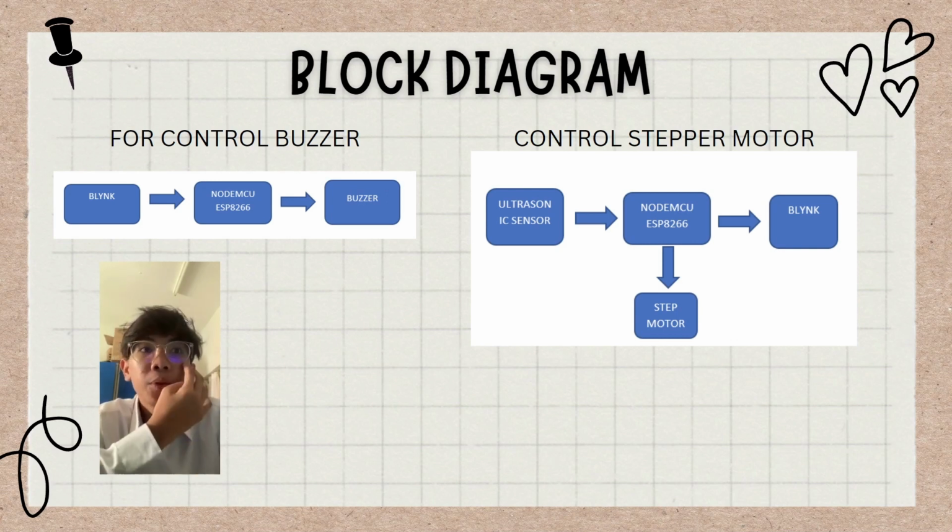Okay, for the second block diagram, to control the stepper motor, the input is the ultrasonic sensor and the outputs are the blink and the stepper motor. The same as the first block diagram, the NodeMCU ESP8266 is the connector.